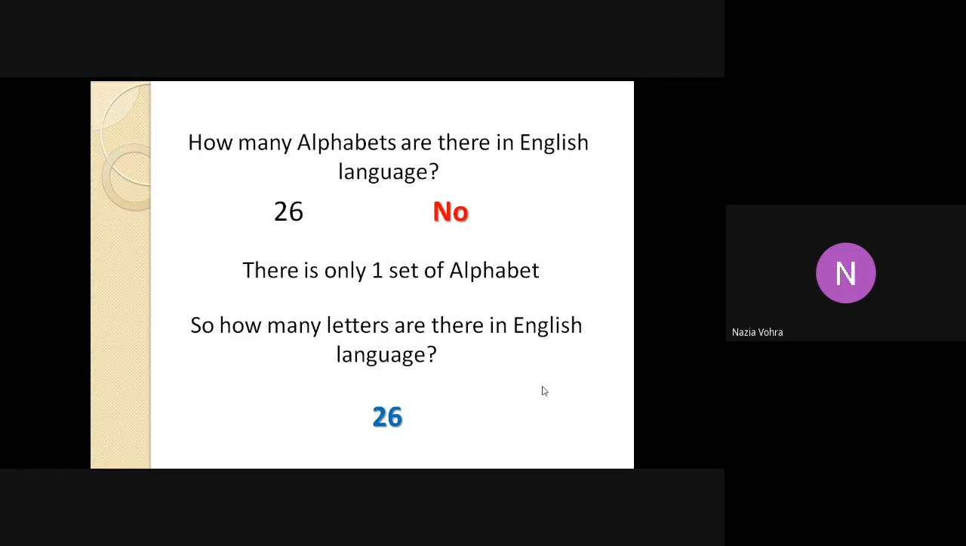We have always been learning that ABCD is called alphabets, and that's when we say that there are 26 alphabets. But no, alphabet is nothing but a set of letters. It is a set of letters in English language, and there are 26 letters. You count A, B, C, D individually, so they are letters. And alphabet is a name given to this set of letters in English language. Now clear? Yes, ma'am.